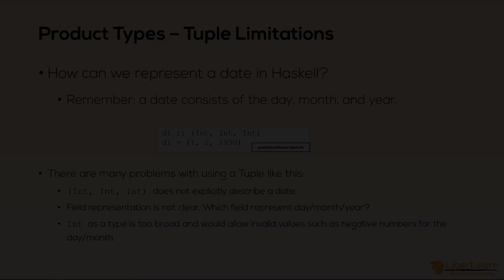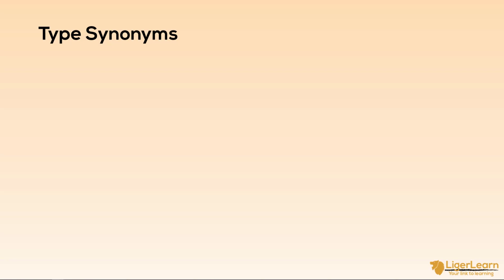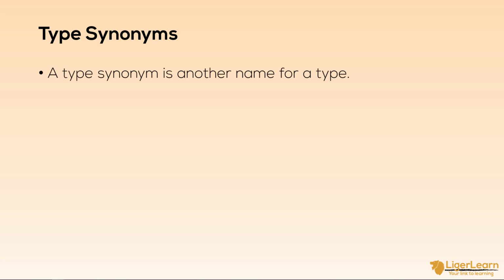Let's move on. Let's look at a tool which is available to us in Haskell, known as type synonyms. A synonym of a word is another word which has the same meaning, and a type synonym is just like that. It is another name for a type. We've actually already seen a type synonym before. This is how the string type is declared.